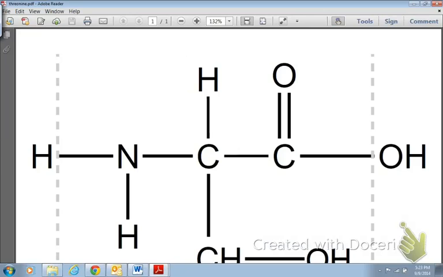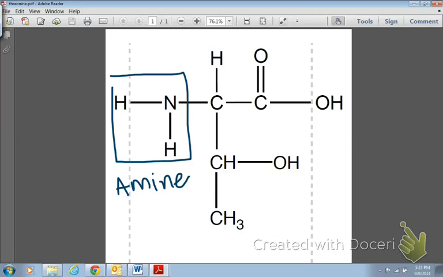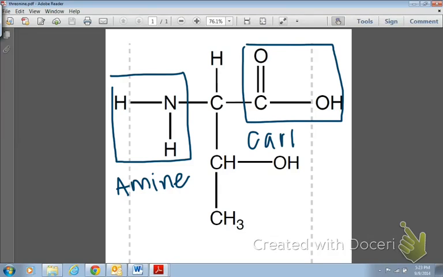Ooh, that's too big. Okay, now we have on this side an amine group. So I want you to label that, like put a box around it and then write the word amine under it. Okay, and over here we have a carboxyl group. So take a second and do that.